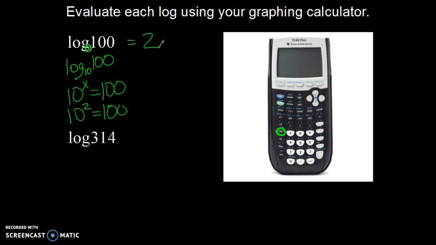We can also evaluate ones that don't come out nicely in log base 10 using our calculator relatively easily, and we'll find another way to do this with other bases later, but for now let's just stick with 10. Log of 314, we can evaluate by typing in log of 314 on our calculator. And this comes out to about 2.497, which means that 10 to the 2.497 is about 300.